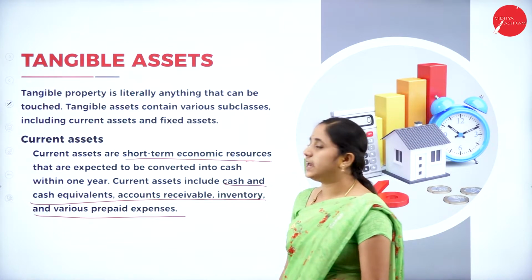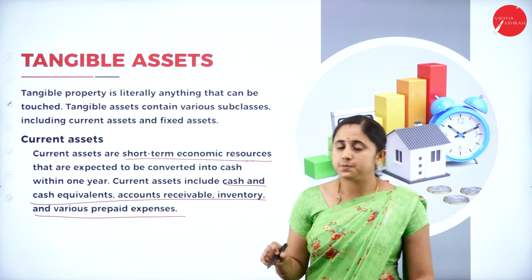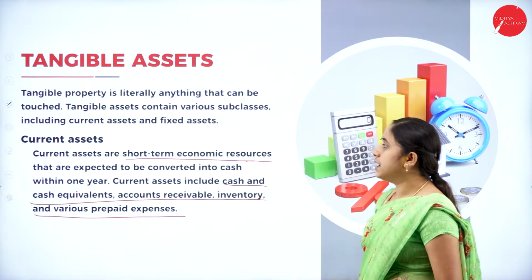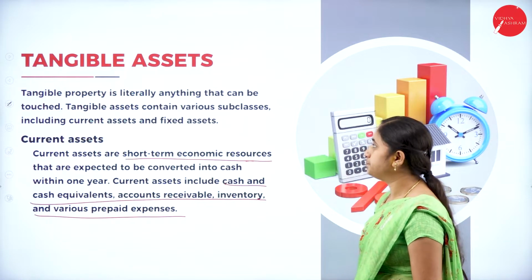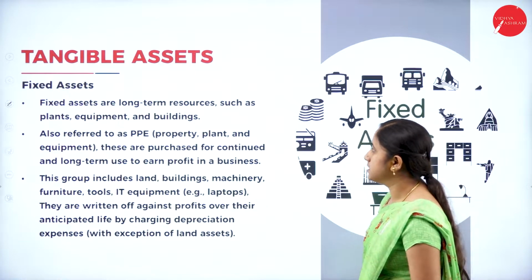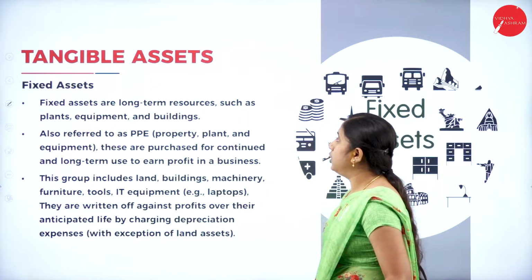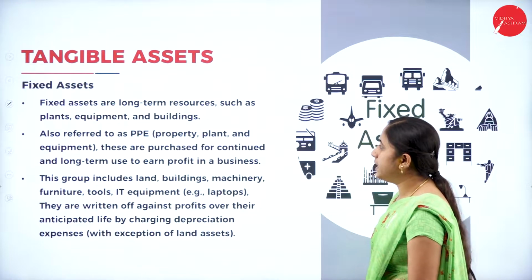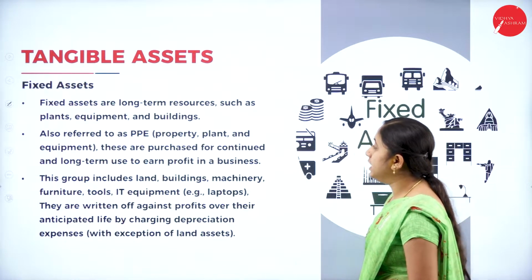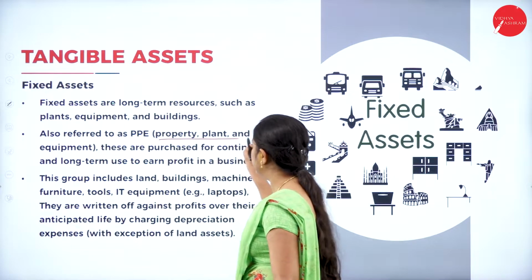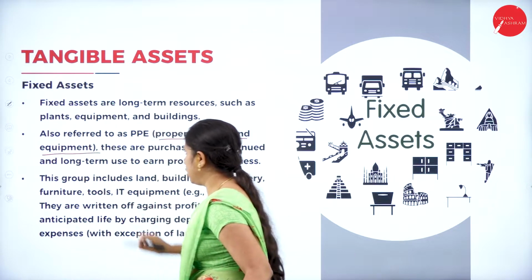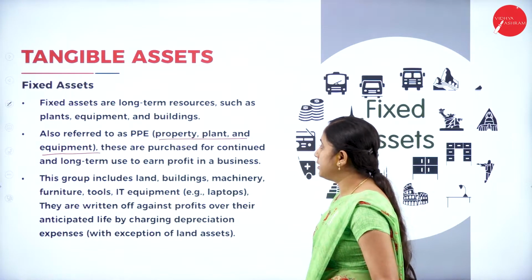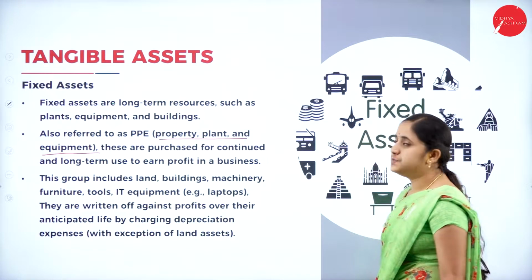Then various prepaid expenses. Any prepaid expense is a short term benefit or short term asset, and all of it comes under current assets. Next, fixed assets. Fixed assets are long term resources such as plant, equipment and building, also referred to as PPE, that means property, plant and equipment. These are purchased for continued and long term use to earn profit in a business.